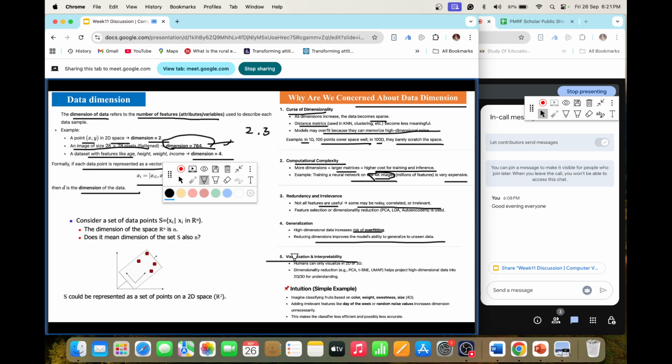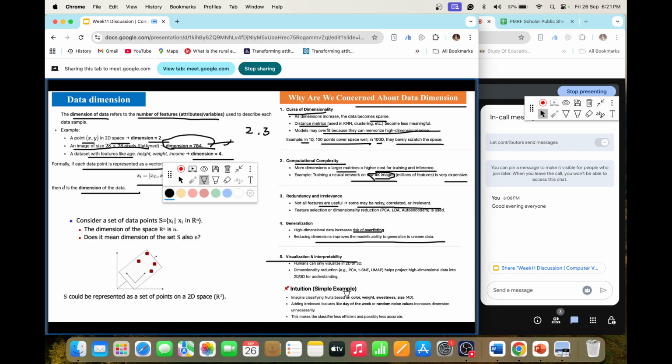That is why what we generally intend to do is choose only 2 or 3 dimensions at max, because that gives us better visualization and interpretability. Okay, so this is the introduction.